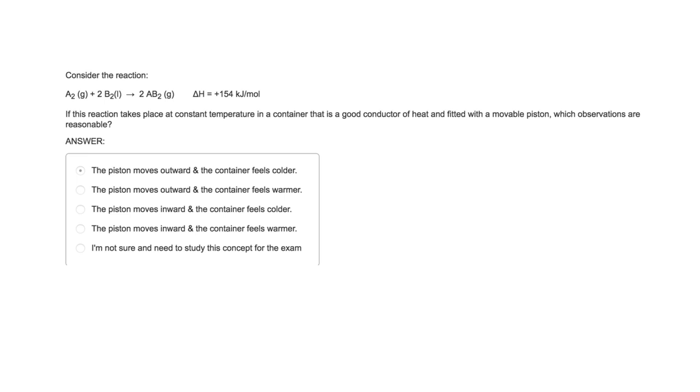Let's see here. So we have A2 plus B2 goes to 2AB, delta H given. The reaction takes place at constant temperature in a container that's a good conductor of heat and is filled with a movable piston. So we just have the reaction taking place here. And so which observations seem reasonable?